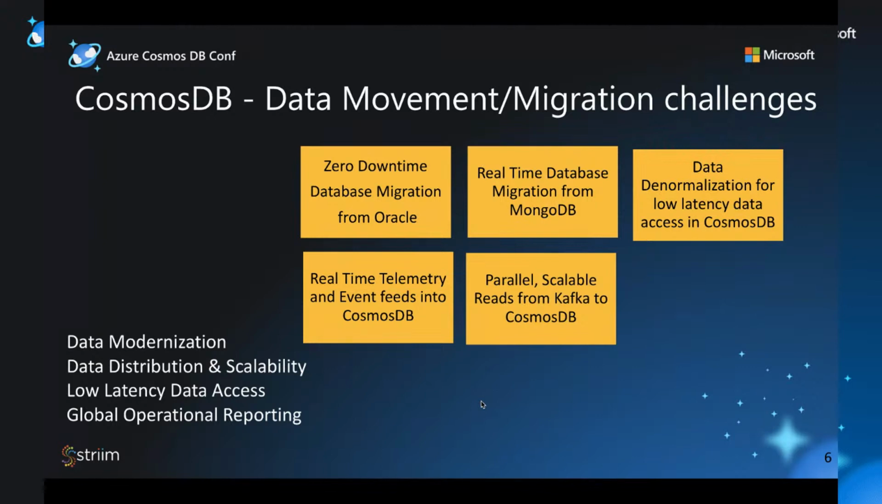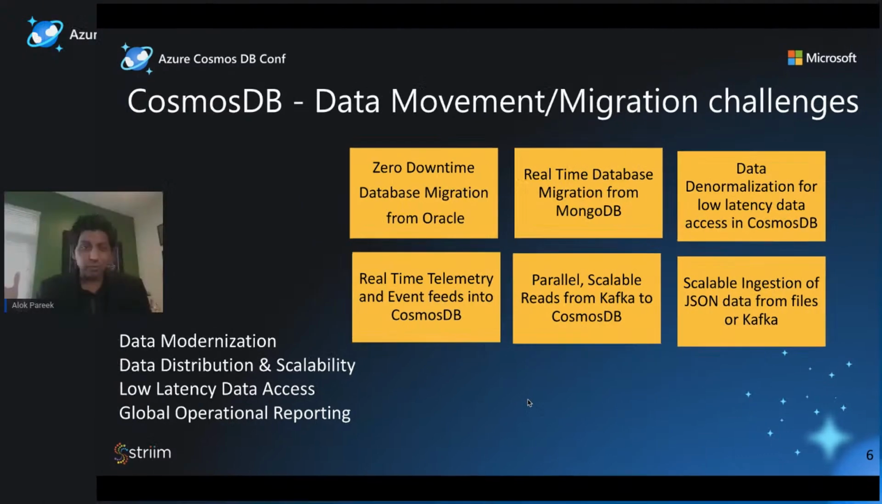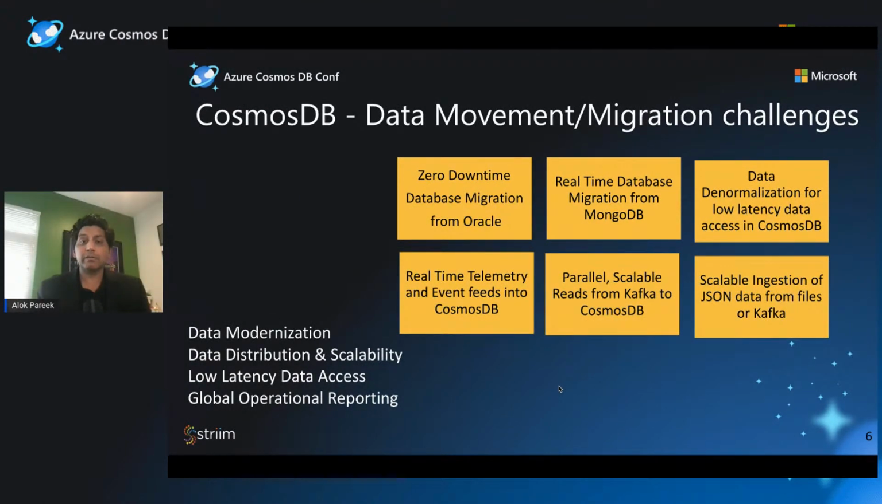Doing parallel reads: if you have a Kafka cluster with a large number of partitions, how do you do continuous data collection across the Kafka topic, which may have hundreds of partitions, using a very simple pipeline that allows you to capture the data continuously and then move it to the Cosmos DB target system? And lastly, even if you have just normal JSON data coming in from some application in a file, or maybe over some network protocol, you can take those and also move them onto the Cosmos DB side.